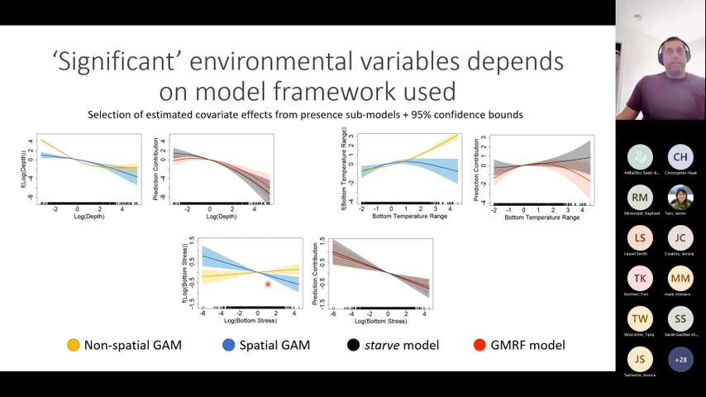So it's very interesting that we're seeing these differences, and I think they're probably rather general. And if you just think about using a non-spatial GAM to do your species distribution models, I'm going to tell you it's a different suite of environmental predictors than if I use a spatial model. And when trying to predict the future, that seems pretty important to me.